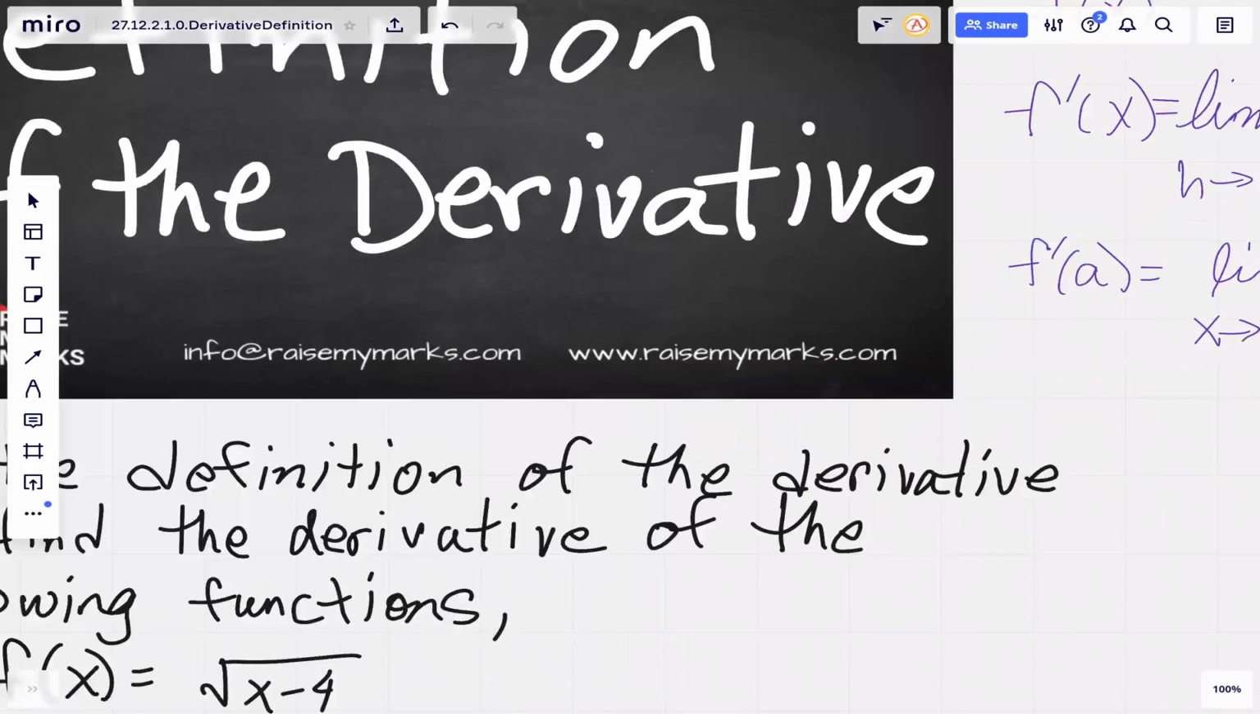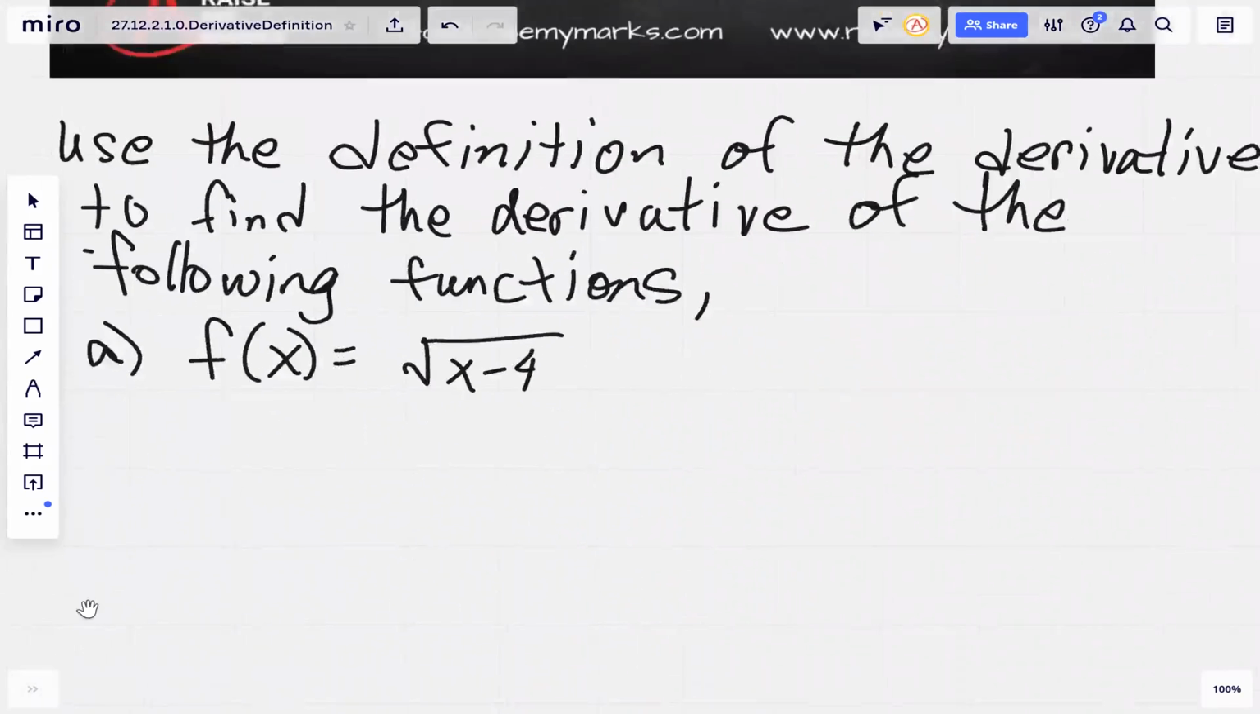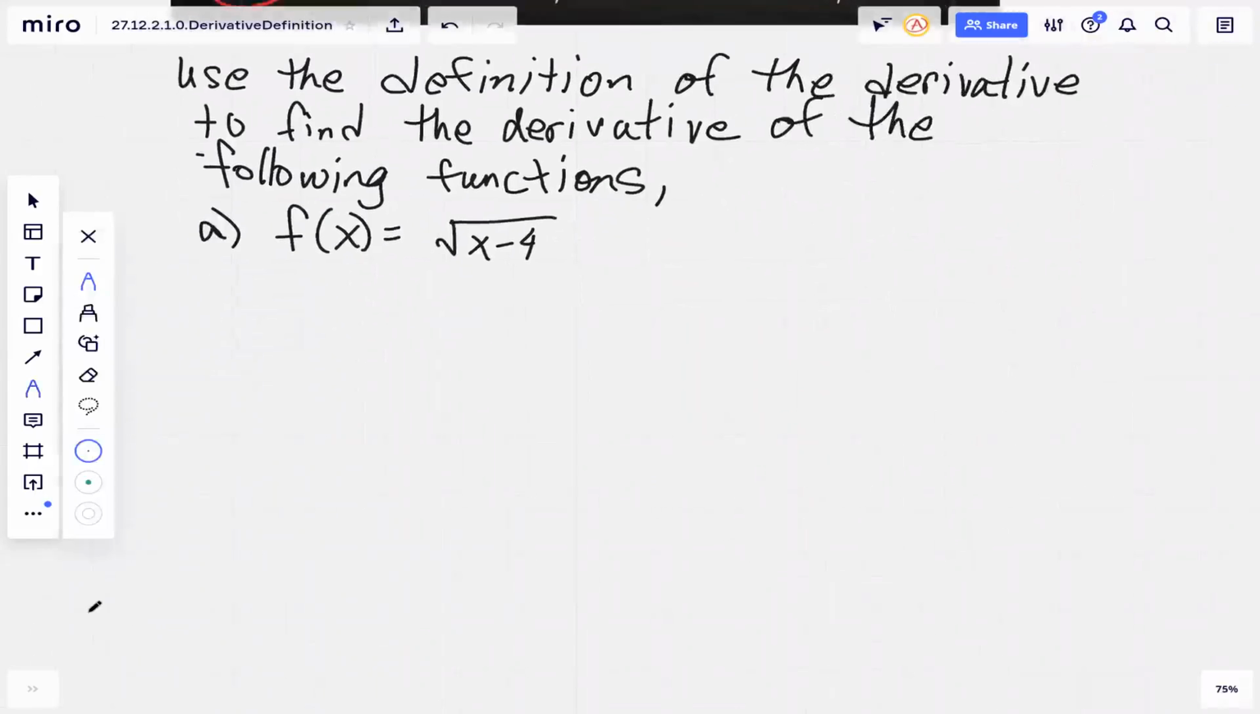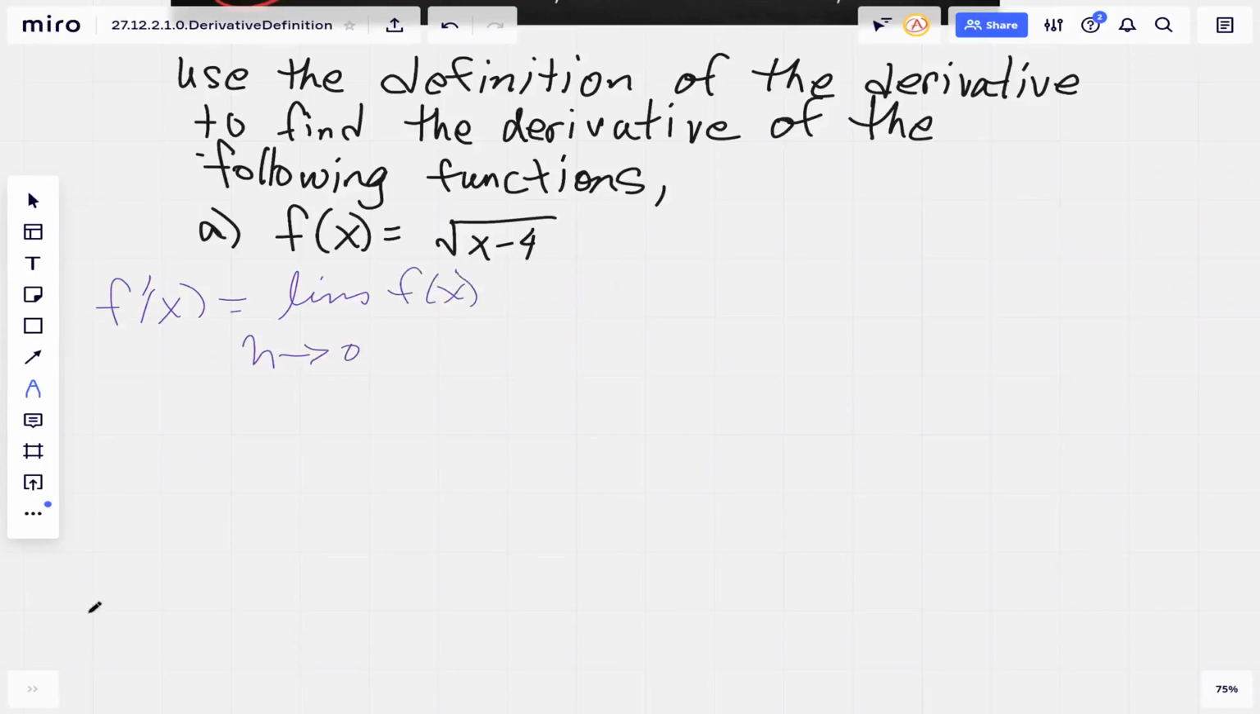Okay, so now let's go to our first question. Use the definition of the derivative to find the derivative of the following functions. So our function is f at x equals the square root of x minus 4. Okay, so let's just write out the definition. Limit as h approaches 0 of f at x plus h minus f at x over h.